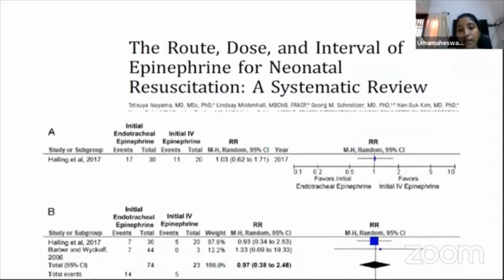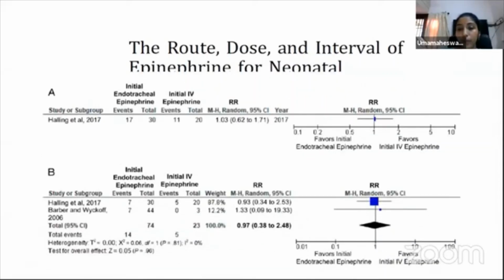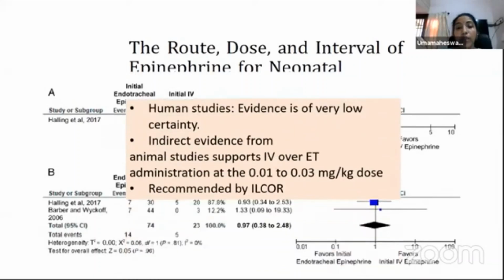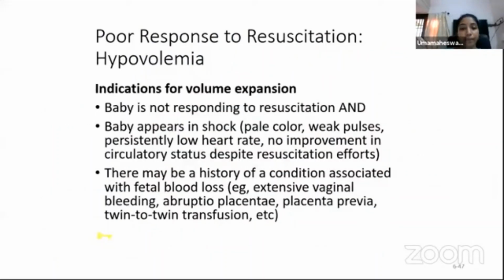So this is a systematic review where they compared endotracheal and IV epinephrine. Though in animal studies, there is not much certainty. Indirect evidence from human studies, there is not much certainty. From animal studies, they have proven that a 0.01 to 0.03 milligram per kg dose of IV works better.